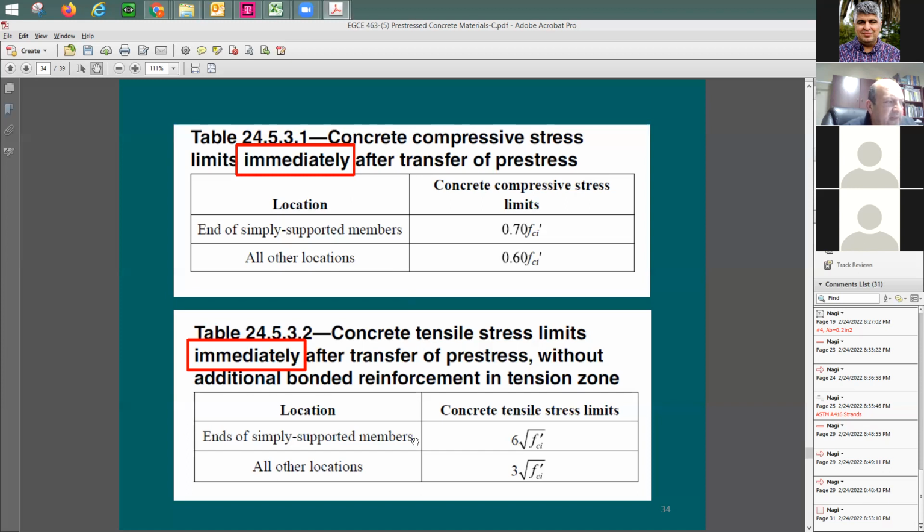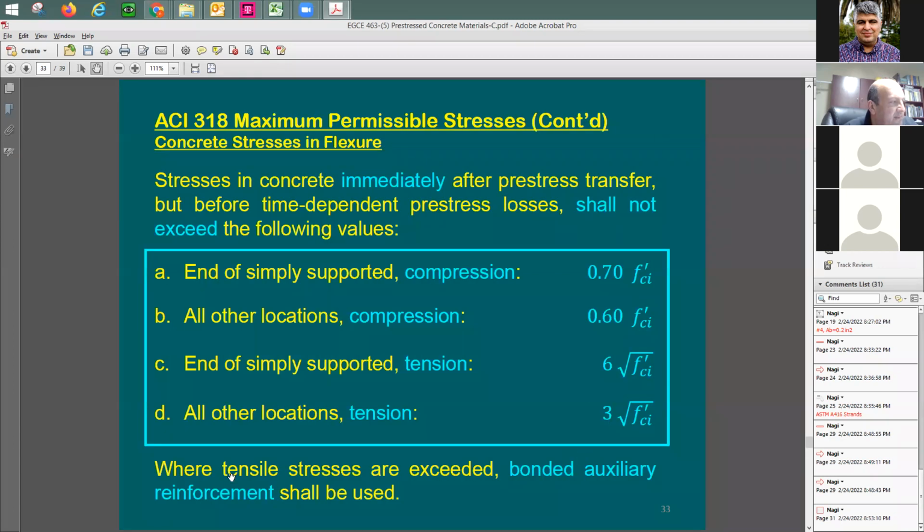It says here, at the end is going to be 6. In the middle, all other locations going to be 3. Good. But this here is without additional bonded reinforcement. So with that, you don't really need to add reinforcement if you can keep the stress like this. If the stress is going to be going above this limit, what's going to happen? You need to have reinforcing.